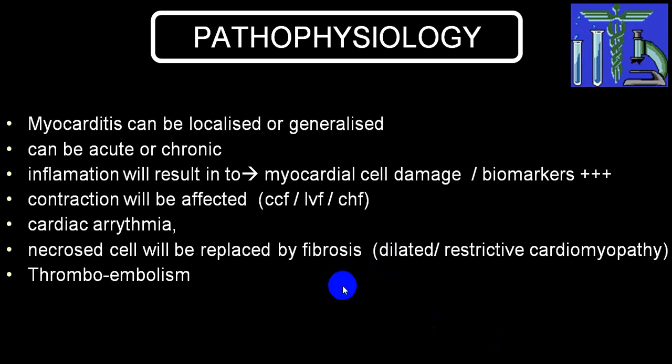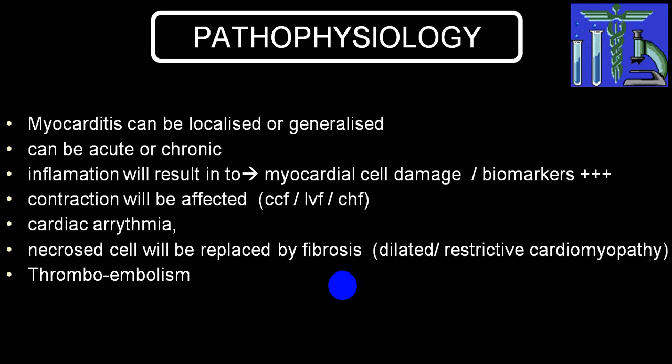In the most simplified form of pathophysiology, myocarditis can involve a small part of the myocardium, which we call localized, or the entire myocardium is involved, which we call generalized. The onset can be acute, as in the case of viral and bacterial, while usually it will be chronic in the case of autoimmune, tuberculosis, toxic, etc.